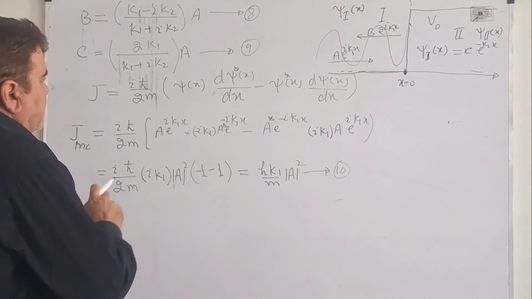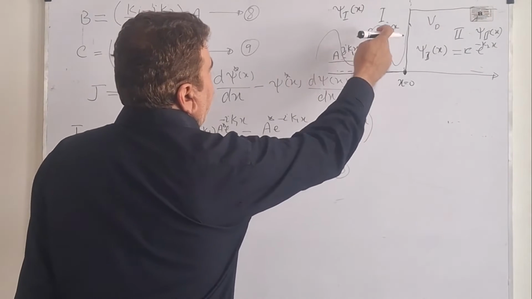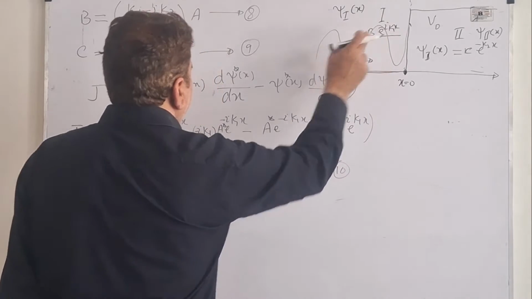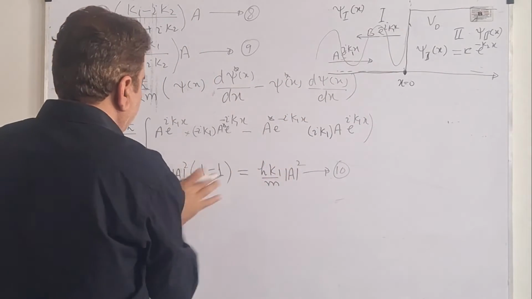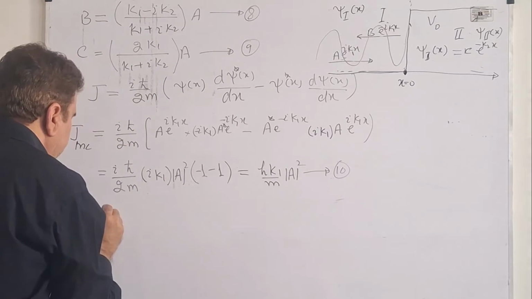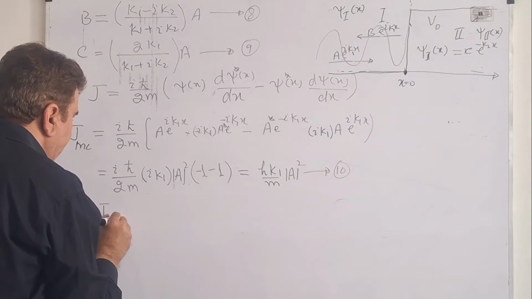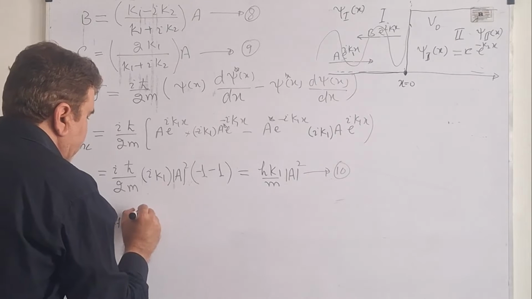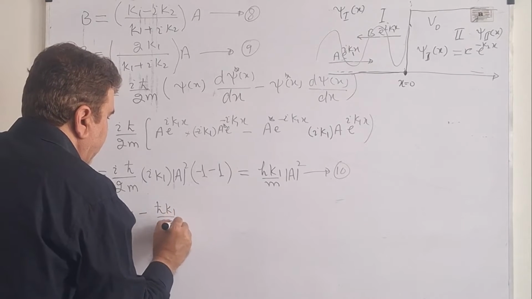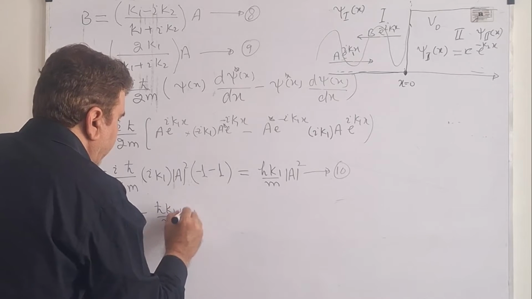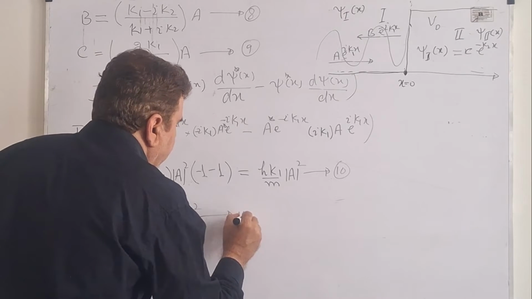Now, instead of the incident wave, if I put the reflected wave into this equation and carry out the same steps, I get J reflected equals minus h bar k1 divided by m into B mod squared. I call this equation 11.